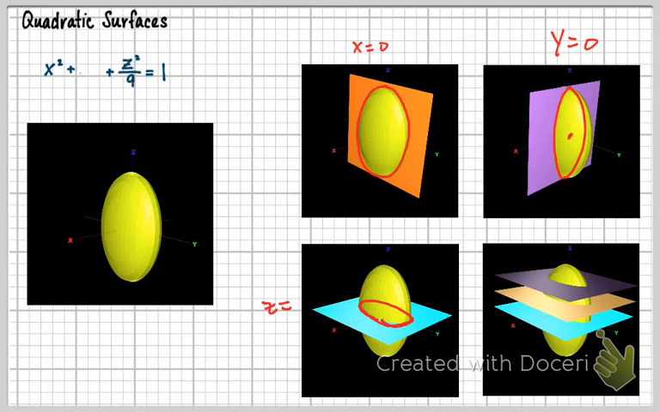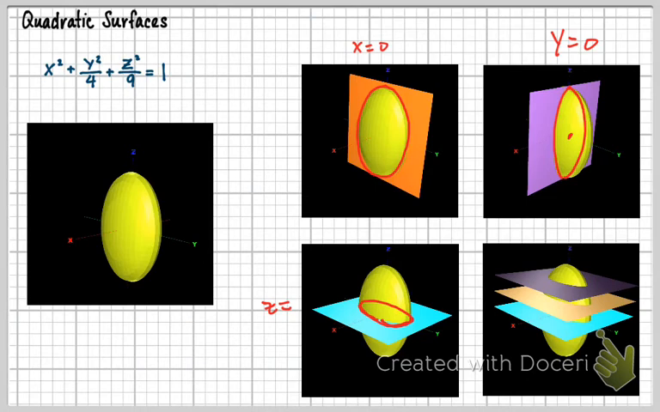I take this middle one out. It's an ellipse that way, and I take the first one out, and that's an ellipse. So I know it's going to be an ellipsoid. That's how I look at these and am able to determine by the equation what they actually are.